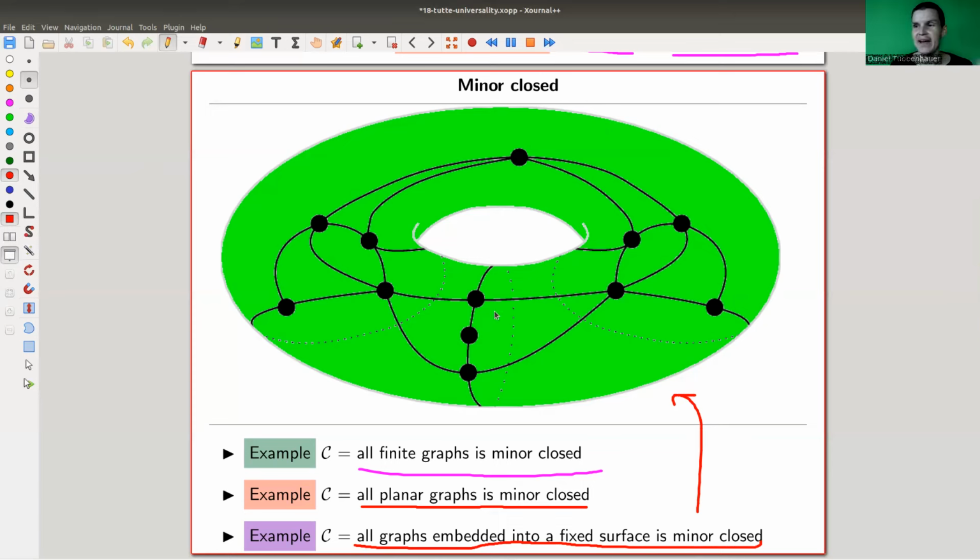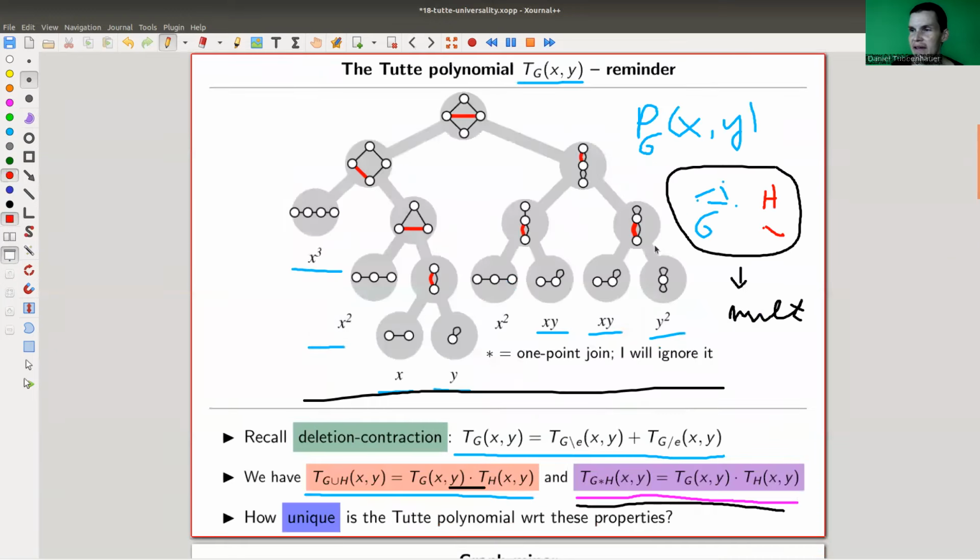As soon as I delete an edge or contract an edge, whatever graph comes out will still be embeddable on my little torus. So, minor closed families, there are quite a few minor closed families. That's all I want to say. And what I would like to study now is how unique are those properties for minor closed families.